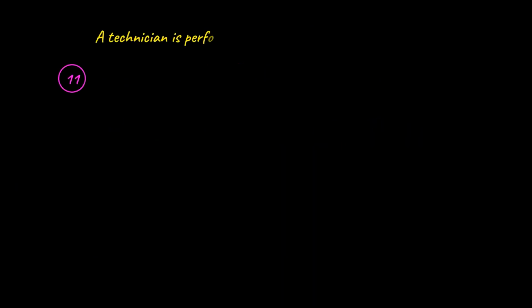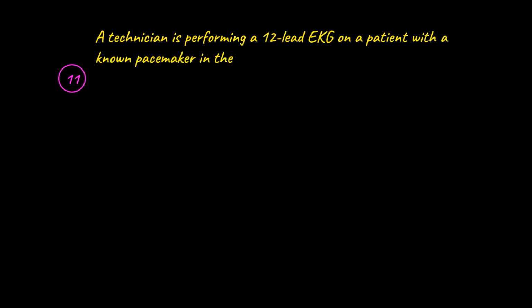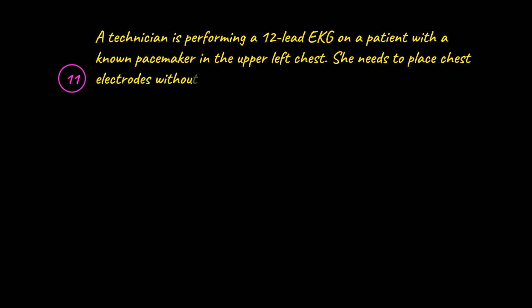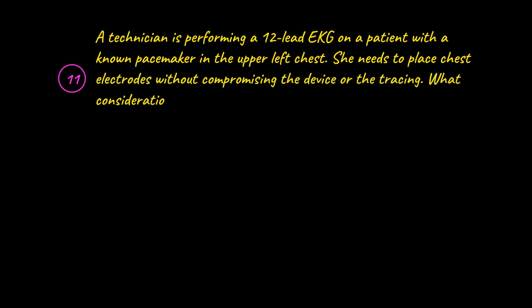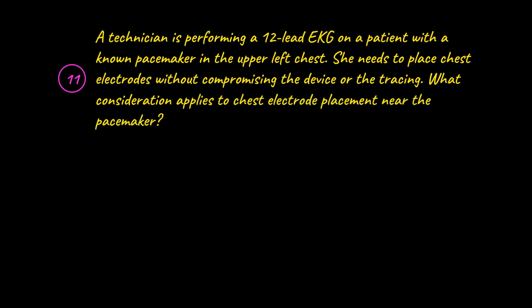Question 11. A technician is performing a 12-lead EKG on a patient with a known pacemaker in the upper left chest. She needs to place chest electrodes without compromising the device or the tracing. What consideration applies to chest electrode placement near the pacemaker?